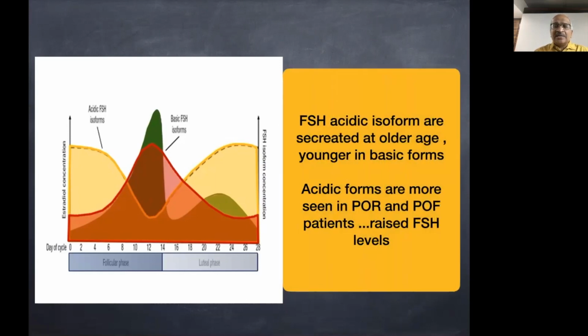And FSH acidic isoforms are secreted at an older age. So menopausal women will have a greater amount of acidic isoforms, which are long acting and less biopotent compared to the younger population, which has mainly basic forms. And acidic forms are also seen more in premature ovarian failure and in patients with poor ovarian reserve, and they do have raised FSH levels as well.